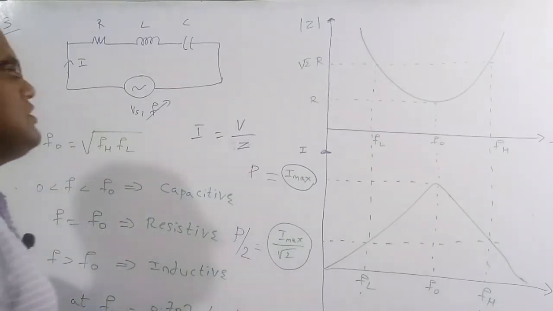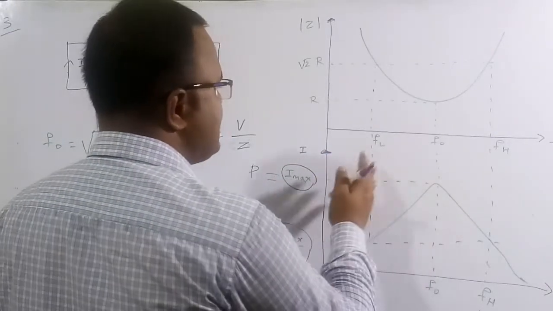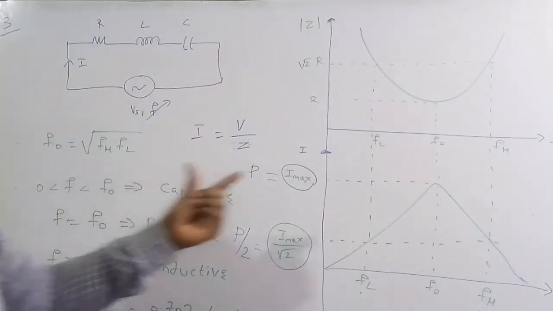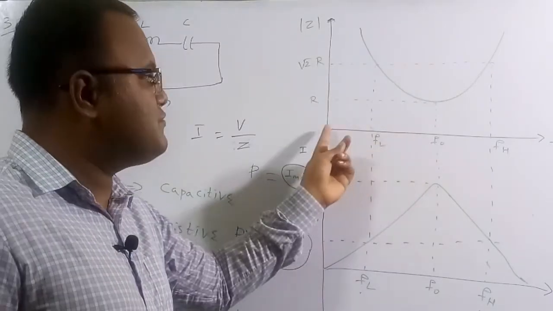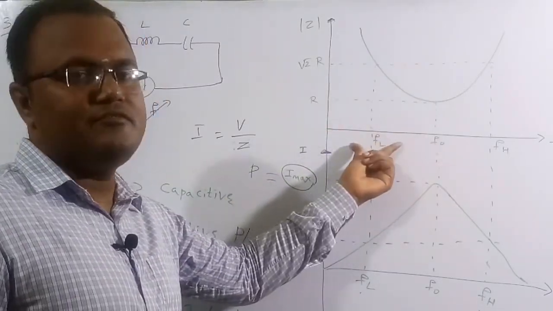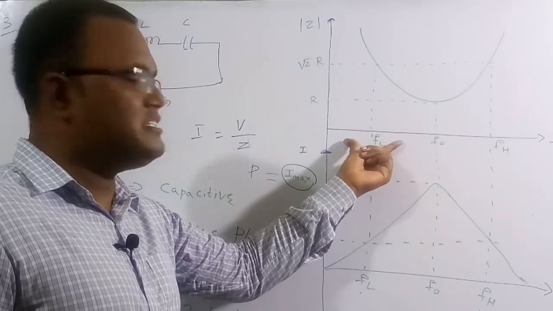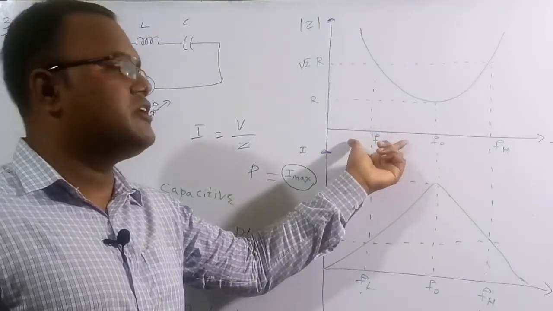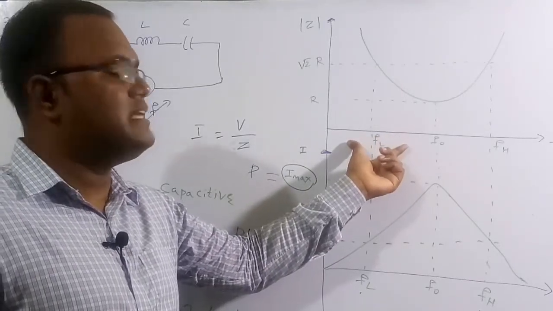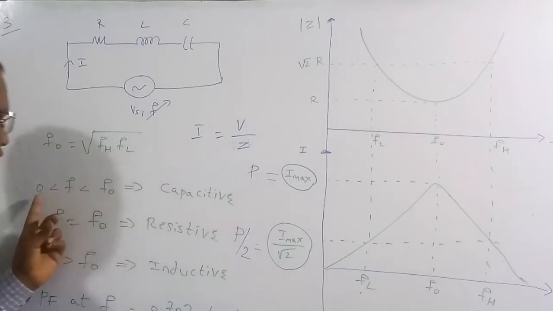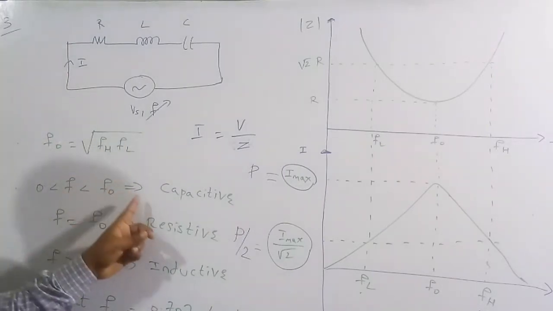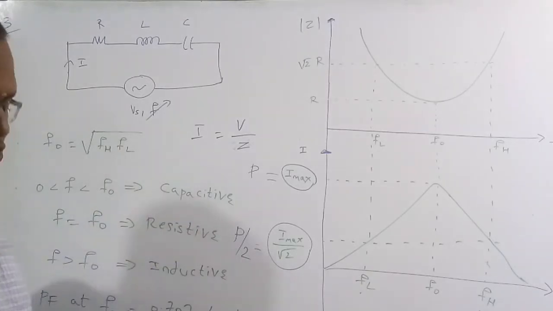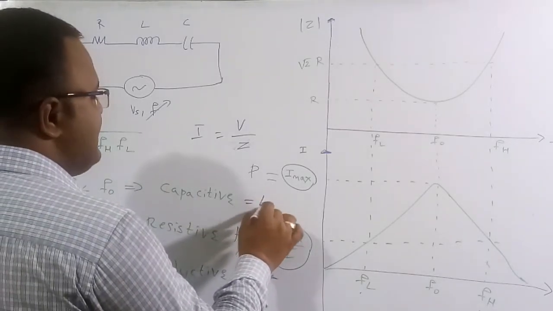Now I want to discuss the nature of the circuit at different frequency ranges. When the frequency lies in the region from 0 to F0, what is the nature of the circuit? Under these conditions the capacitive effect will be greater than the inductive effect. Therefore the overall circuit acts like a capacitive circuit, meaning a leading power factor.